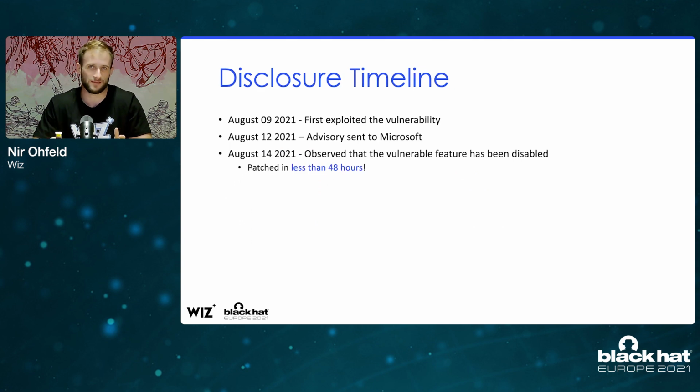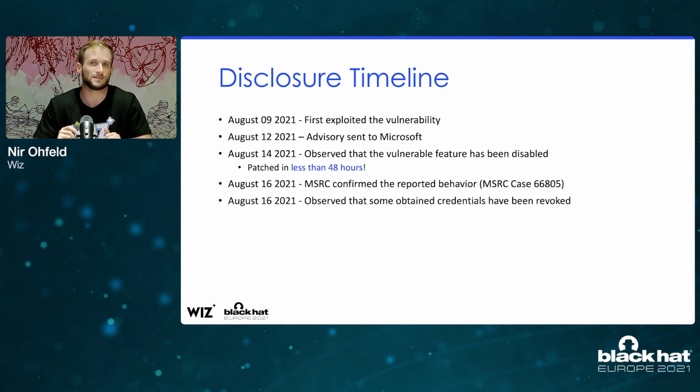This is an extremely fast patch. Only 48 hours after our report, the feature was disabled to all Cosmos DB account customers. On August 16th, we first heard back from Microsoft confirming our findings. On the same day, we started seeing that some of the credentials we obtained during our research are starting to be revoked. And the next day, Microsoft awarded us with the maximum bounty available for Azure, $40,000, which we plan to donate. This is the fastest bounty we've ever seen from Microsoft, only 5 days after our initial report, which was on a Friday.